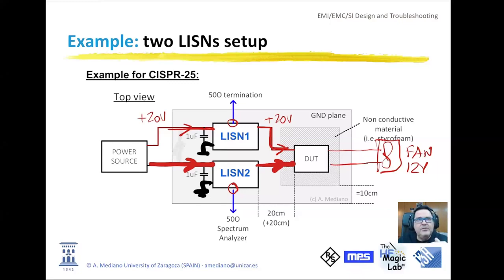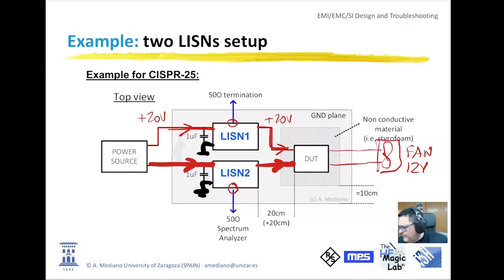If you are interested in different regulations, this setup can change. For example, in CISPR 16 or any other similar regulation, you will need to put your device on top of a table that is non-metallic, and the ground plane is in the floor and in the walls. But obviously, you need to check the correct setup for your application.